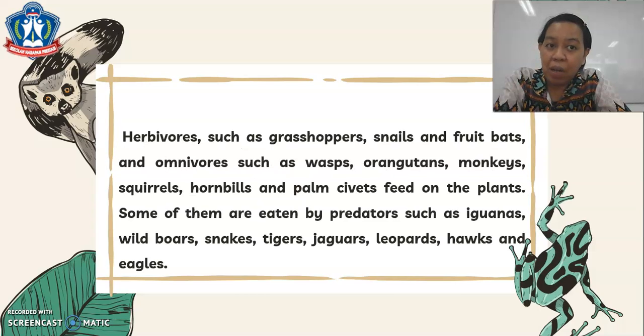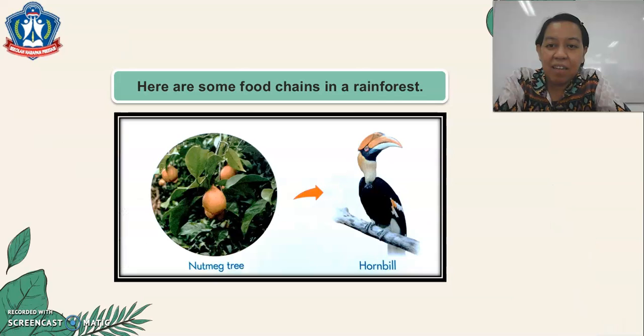Herbivores such as grasshoppers, snails, and fruit bats, and omnivores such as wasps, orangutans, monkeys, squirrels, hornbills, and palm civets feed on the plants. Some of them are eaten by predators such as iguanas, wild boars, snakes, tigers, jaguars, leopards, hawks, and eagles. Here are some food chains in a forest.